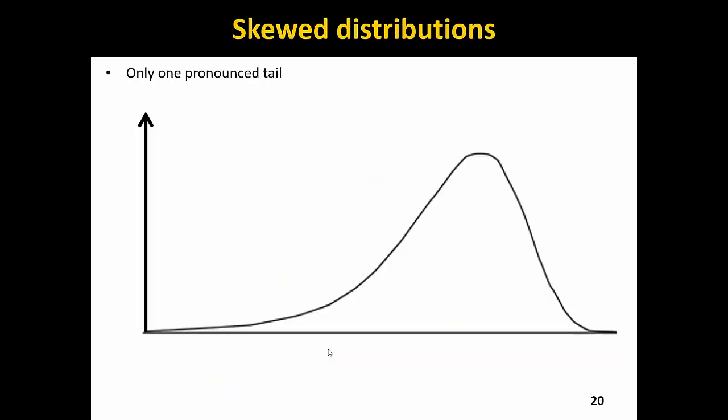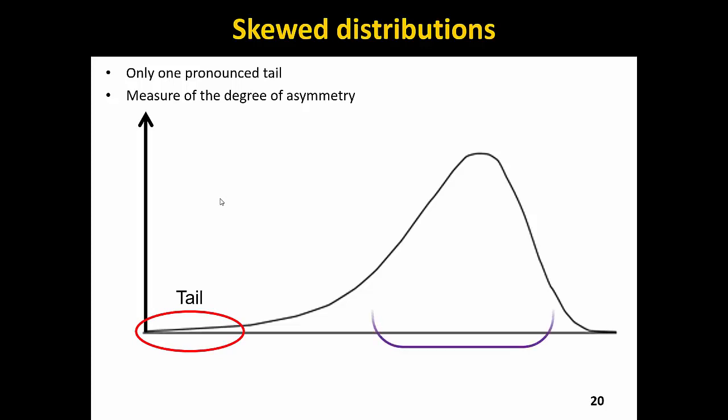In terms of the skewed distributions, a skewed distribution will only have one very pronounced tail. There's still another tail, but the one tail will be very distinguished here. And so we see the tail very clearly heading in the negative direction, and we see a number of scores existing on the high end.